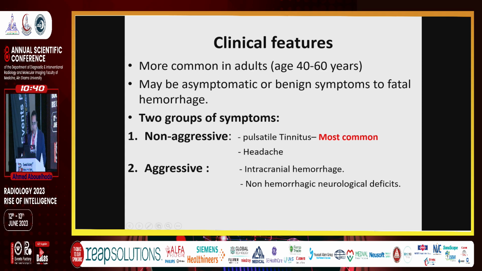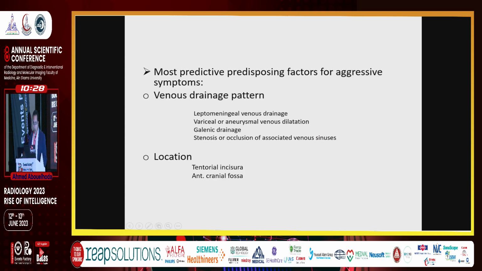We have a lot of variation in the symptoms. The most common symptoms are the non-aggressive ones, which are pulsatile tinnitus and headache. The aggressive symptoms are intracranial hemorrhage and non-hemorrhagic neurological deficits. The predisposing factors for aggressive symptoms are mainly related to the venous drainage: leptomeningeal venous drainage, varix or ectasia, galenic drainage, or stenosis or occlusion of the associated venous sinuses. And also the location; we have found that fistulae in the tentorial incisura or the anterior cranial fossa tend to be more aggressive.